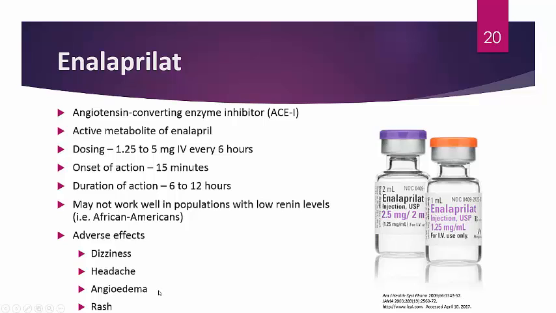The first agent we'll talk about is Enalaprilat, and based off of its base word, as you guessed again, it is an ACE inhibitor. And this is actually an active metabolite of enalapril. Traditional dosing of Enalaprilat is between 1.25 to 5 milligrams IV every 6 hours. It has an onset of action of 15 minutes and a duration of action between 6 to 12 hours, which is why it's traditionally dosed every 6 hours.